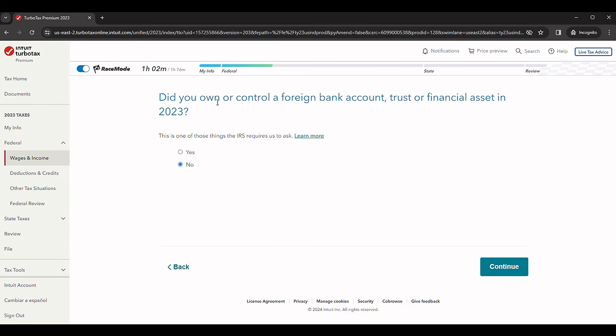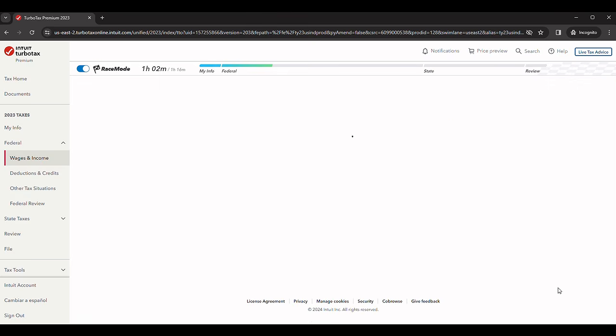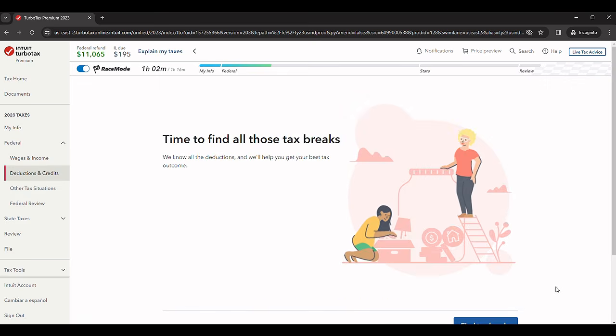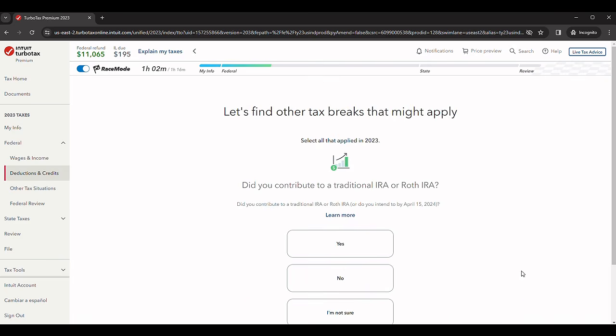Did you have a foreign bank account, trust, or financial asset in 2020? We're going to write no. If you did, you have to report that stuff. So we're going to write no. Did you take a disaster distribution? No. You get special tax treatments and all that stuff. We're going to write no. Time to find all those tax breaks. Let's do it. Uh-oh. I'm seeing that we owe Illinois money. That's not good. But our federal tax refund's $11,065, looking good. Let's find these tax breaks.